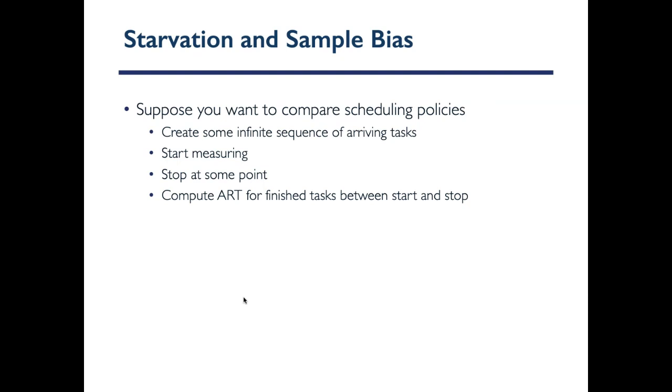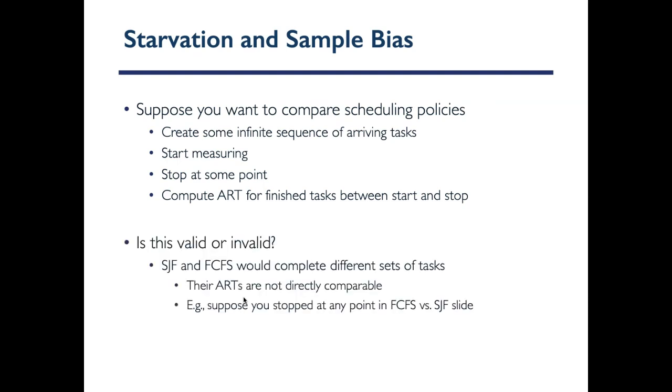Now, is there anything wrong with what I just explained? Basically, you have implemented both policies, you have tested both of them on an infinite sequence of arriving tasks, and you have measured some sort of average response time. Is this a good way, if you're working for a company, to evaluate the performance of these two scheduling policies? The answer is really no. This is not a valid way of comparing.